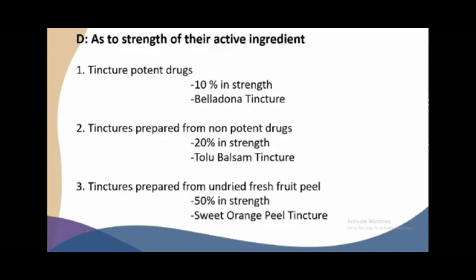As to the strength of their active ingredient, it is classified into three. The first one is the tincture of potent drugs. Its strength is about 10%, and an example of this is the belladonna tincture. The second one is the tinctures prepared from non-potent drugs. It is about 20% in strength, and its example is the tolu balsam tincture. Lastly is the tinctures prepared from undried fresh fruit peel. Its strength is about 50%, and an example of this is the sweet orange peel tincture.